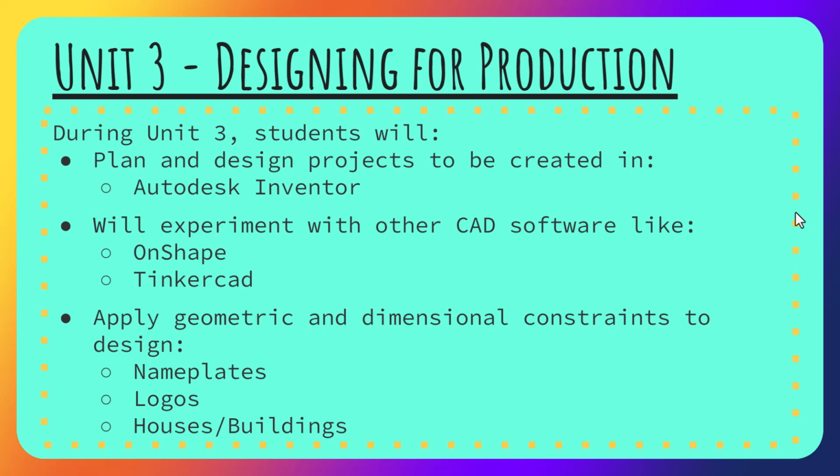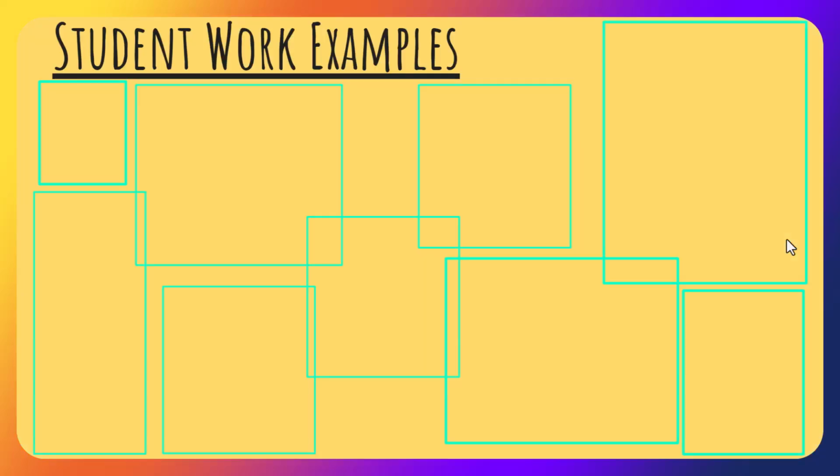Our last unit is going to be designing for production, and this is where we start to use our CAD software. We will definitely primarily be using Autodesk Inventor, but we will start to use a little bit of Onshape during the class time. And we'll be looking at the measurements that you'll have taken to create nameplates, logos, and you'll be creating a house or building or a room setting.